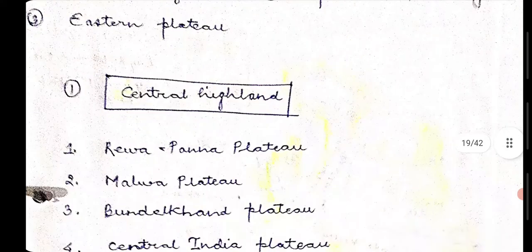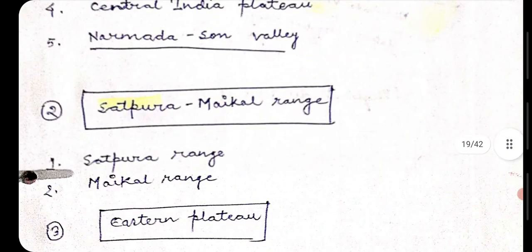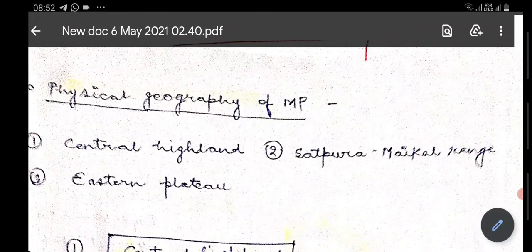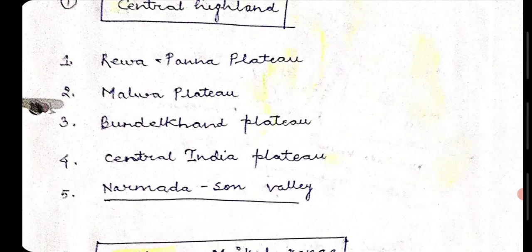Now let's revise again. We had learned the physiographical division of MP. MP is divided into three parts. First is Central Highland, second is Satpura Mekal Range, and third is Eastern Plateau. In Central Highland there are five subdivisions: first, Central India Plateau; second, Riva Panna Plateau; third, Malwa Plateau; fourth, Bundelkhand Plateau; and fifth, Narmada Son Valley.